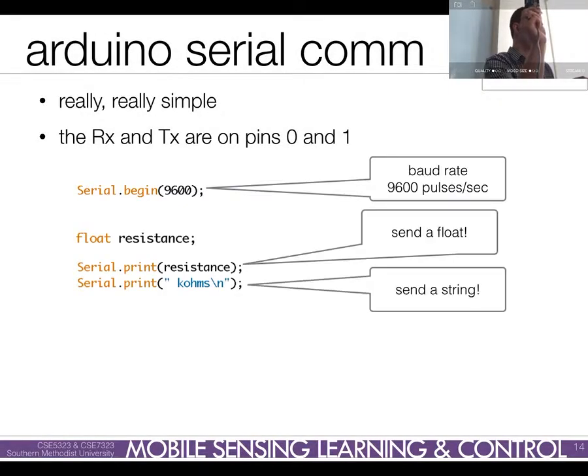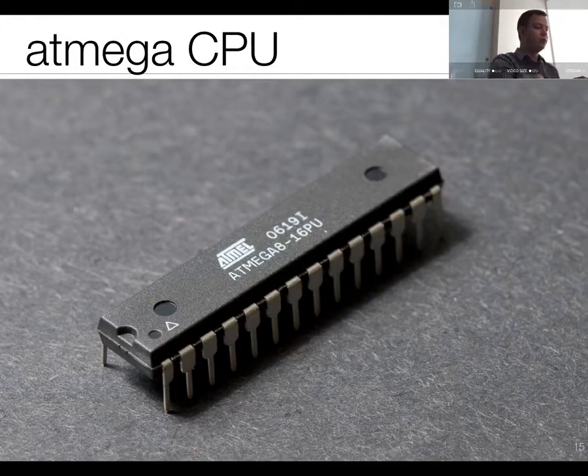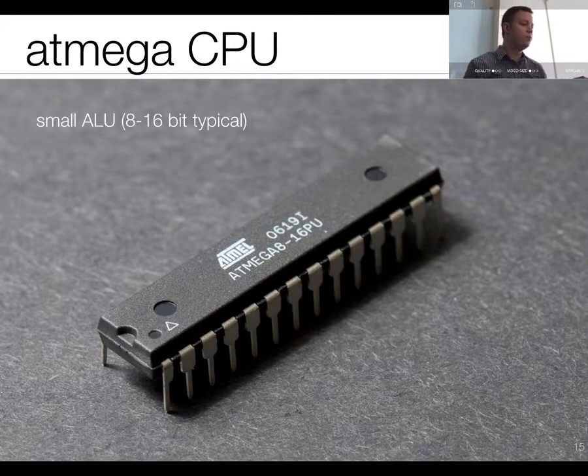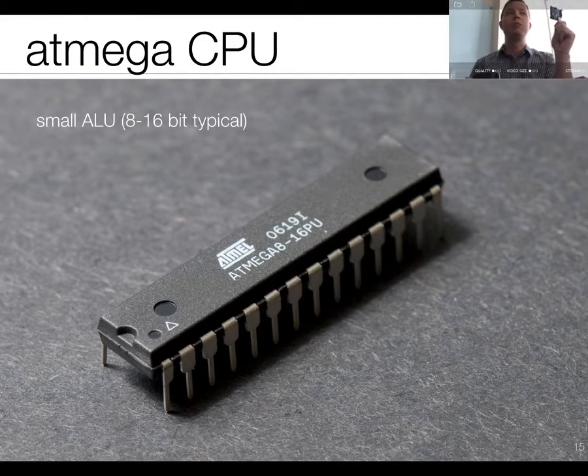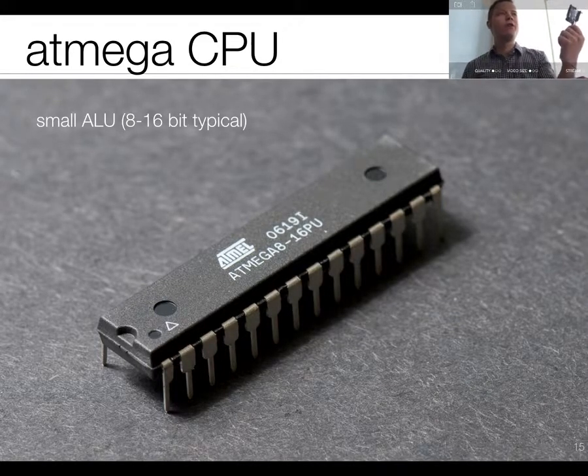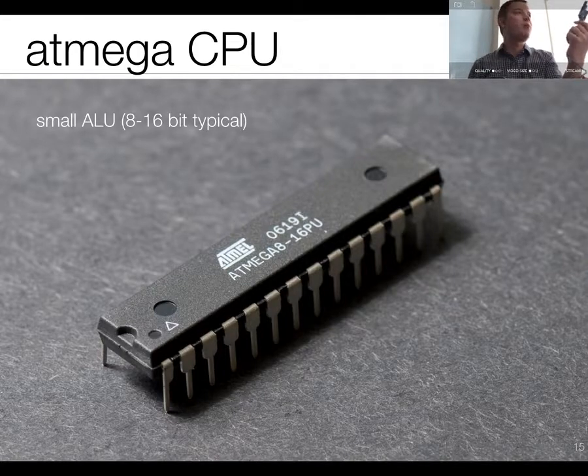Okay. So, that was serial print. Let's get back to the specifics. So this Atmega CPU, as we talked about, has a small ALU. The one that we have is going to be 16 bits. There are some out there, if you were to buy an Arduino, there are still some of the 8-bit packages, right? So it's an 8-bit ALU.